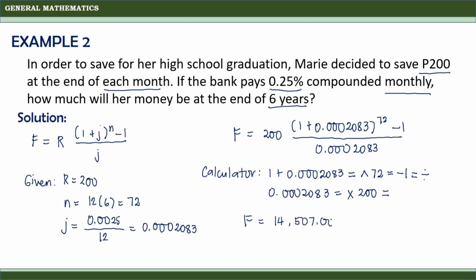14,507 pesos. Therefore, Marie will be able to save 14,507 pesos at the end of 6 years.